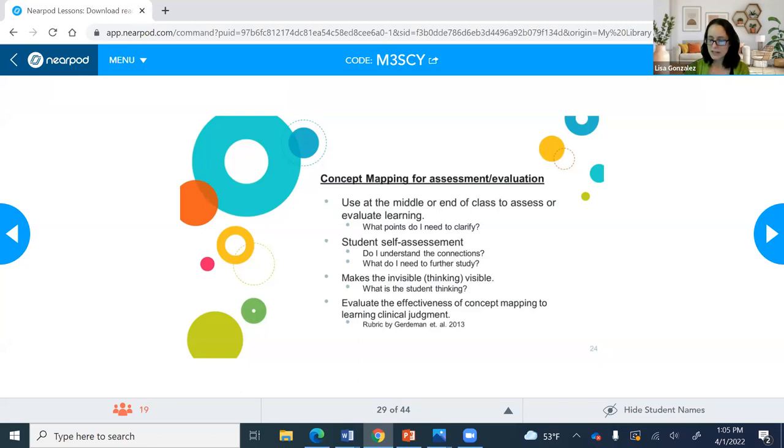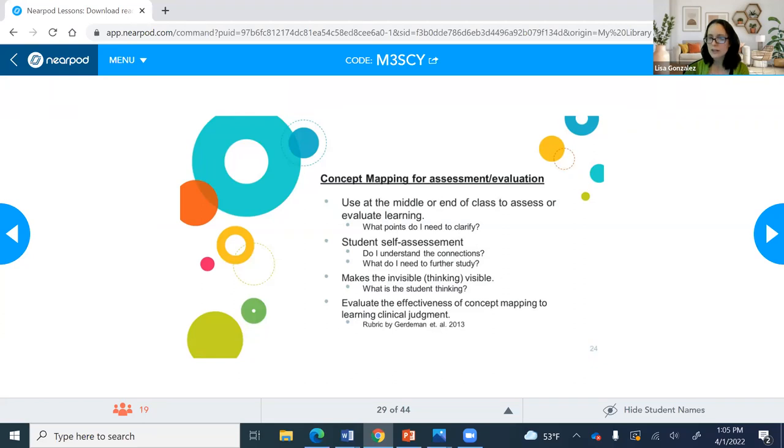So in the middle of class, you can ask students to draw a quick concept map that explains a point or maybe a few points from class that they want to connect. You could give them a specific topic or let them choose. They could exchange concept maps with each other and evaluate each other's concept maps. They could ask questions based on their concept map.